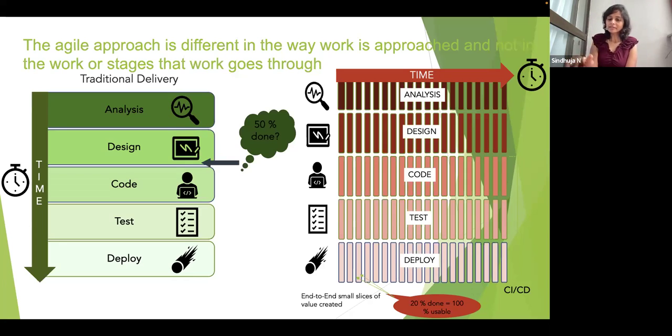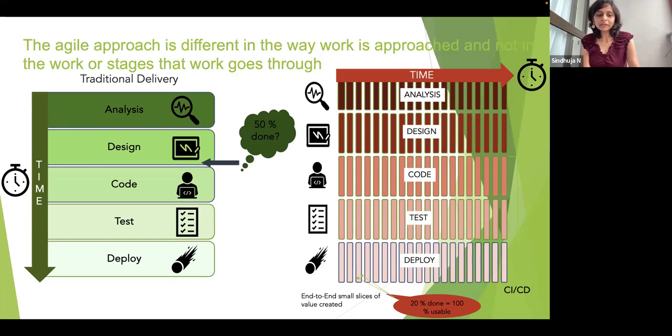If you see in the slide at last, you know that, yes, I'm only 20% done, but it's 100% usable at this moment. But the same thing when you say in the waterfall, 50% done, it's not usable again. It's simply 50% done. That's it, right? So this is the difference.